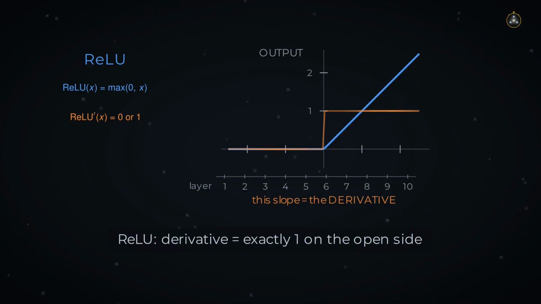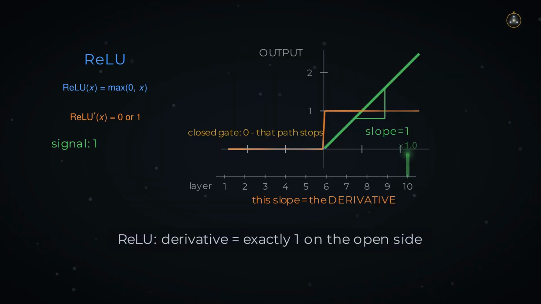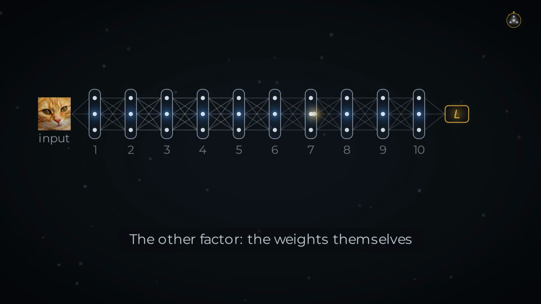Episode 3 gave us the bend. Now watch what it does to the signal. On the open side, the ramp has derivative exactly 1, and multiplying by 1 changes nothing. Watch the pulse cross each open gate untouched, layer after layer. The flat side is still 0, so a closed gate passes nothing back, but every open one preserves the signal perfectly. That fixes the activation half of every factor.